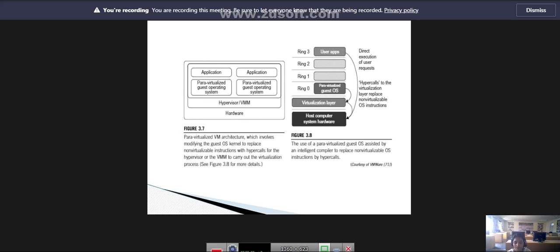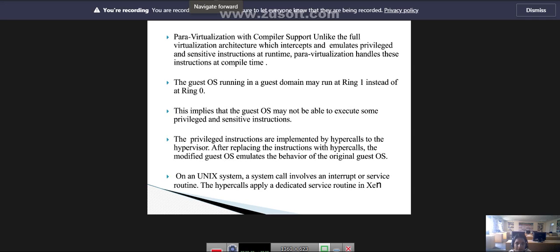Okay, next. To support virtualization, processors such as the x86 microprocessor employ a special running mode and instructions. Okay, this is called the working of this virtualization.